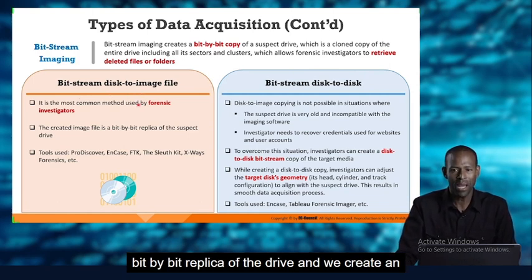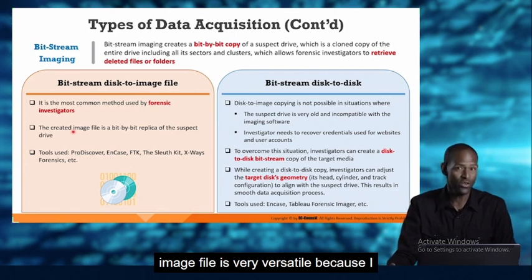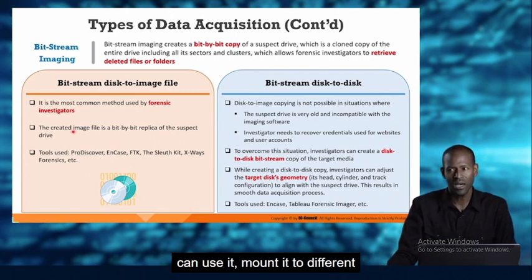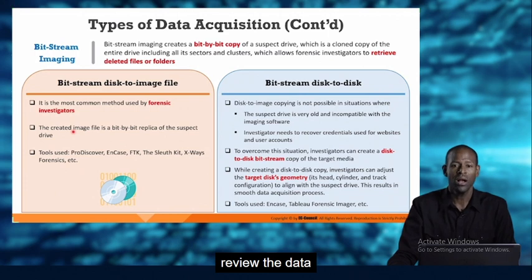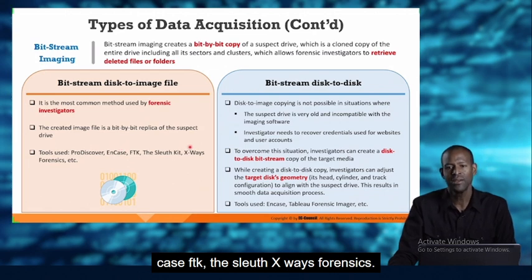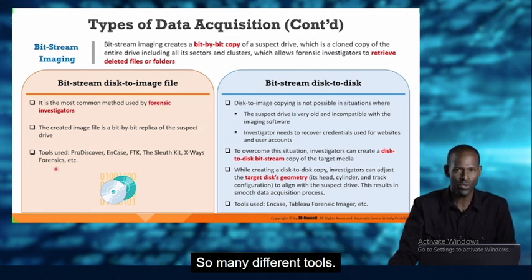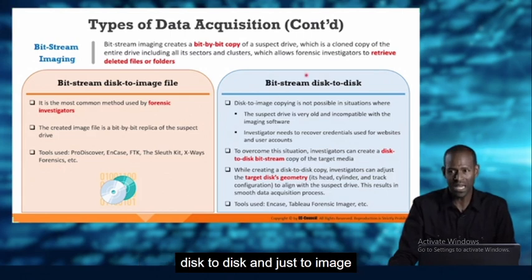And so we do a bit-by-bit replica of the drive, and we create an image file of that drive. This image file is very versatile because I can mount it to different types of virtual, even physical systems, and review the data that I've collected. ProDiscover, Encase, FTK, the Sleuth Kit, X-Ways Forensics, so many different tools that you can use to create a bitstream disk to image file. The next type is a bitstream disk to disk.